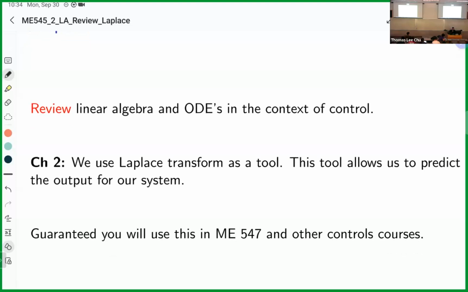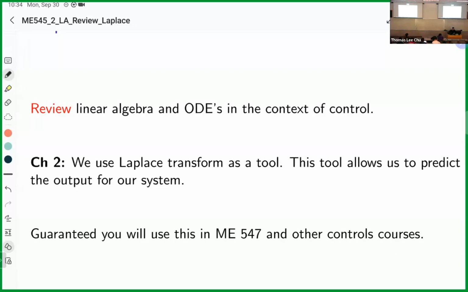And then chapter 2, which is about Laplace transform. Chapter 2 is going to be focused on this tool. It's just a tool that allows us to predict the output for our system. That's what chapter 2 is about when we talk about Laplace transform or inverse Laplace transform. We use this as a tool for predicting output for our systems, and we also use it for looking at the frequency response of these systems.